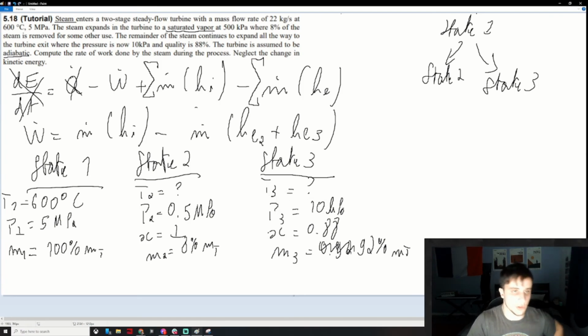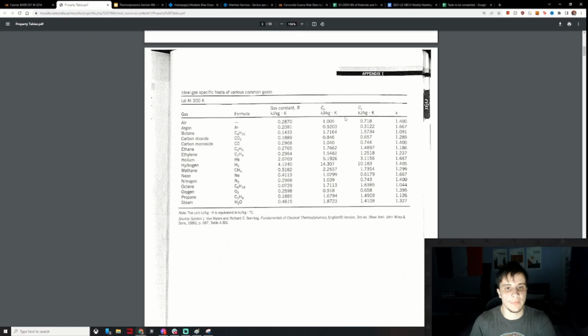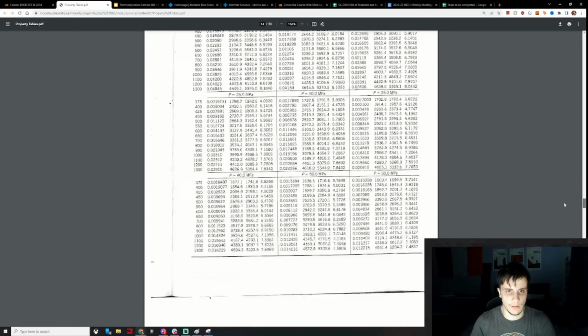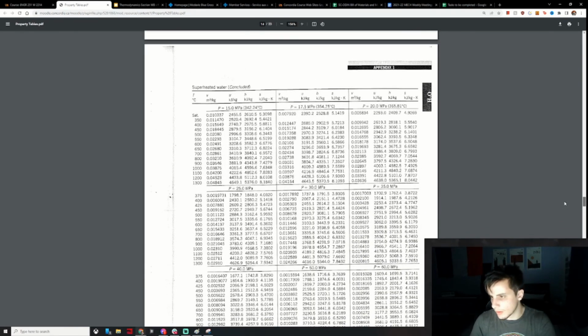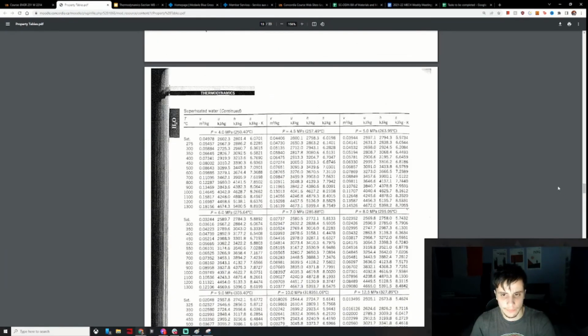Where do we find it? Pressure tables, of course, all the time. So let's go ahead and do that. Start with state 1, superheated vapor. So it was a pressure of 5 megapascal, right there, and temperature of 600 Celsius. And there we go. So we have a specific enthalpy of 3,666.5 kilojoules per kilogram.